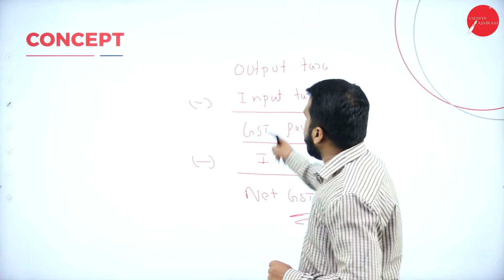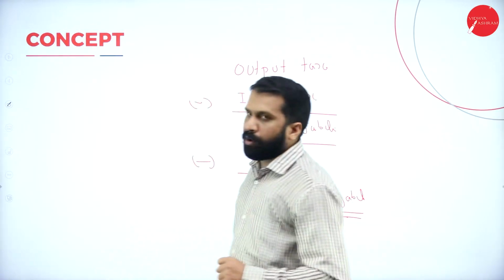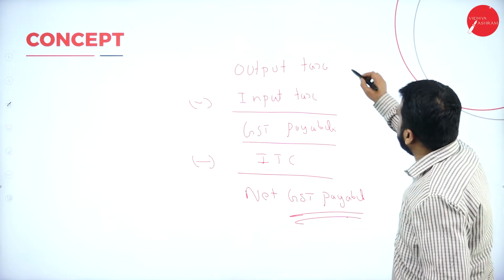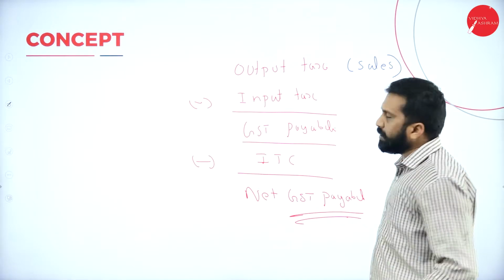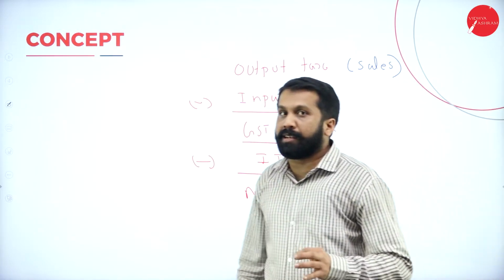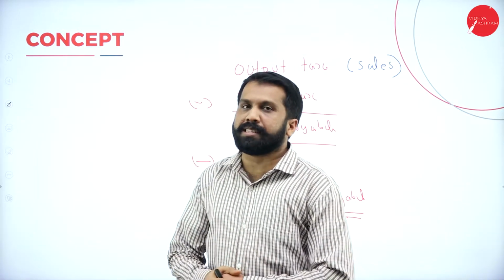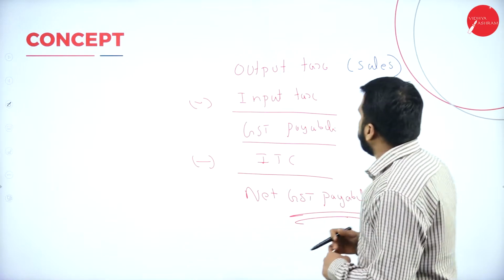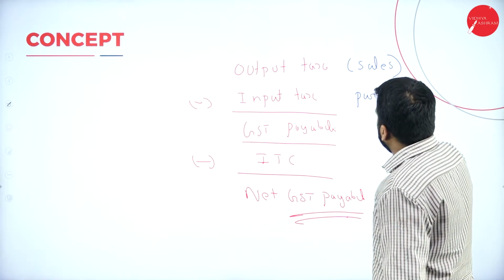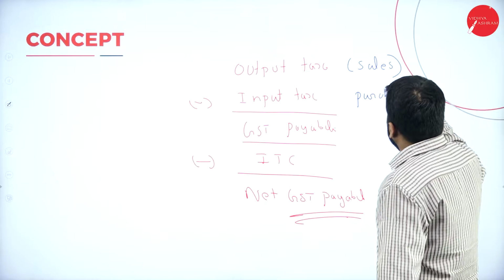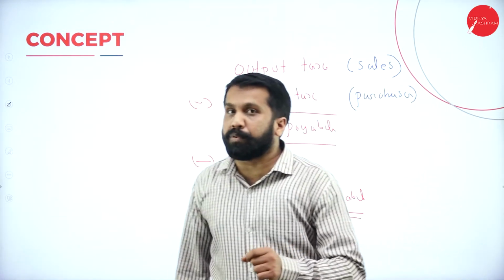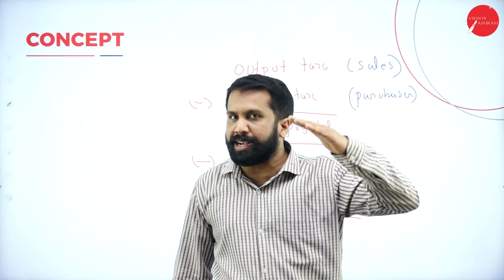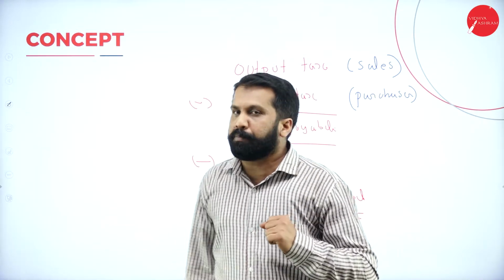What do you mean by output tax? We'll go for output tax. Output tax is nothing but GST calculated on sales. We call it as output tax. Now, GST calculated on purchases, we call it as input tax. Hope you understood what is output tax. Hope you understood what is input tax.